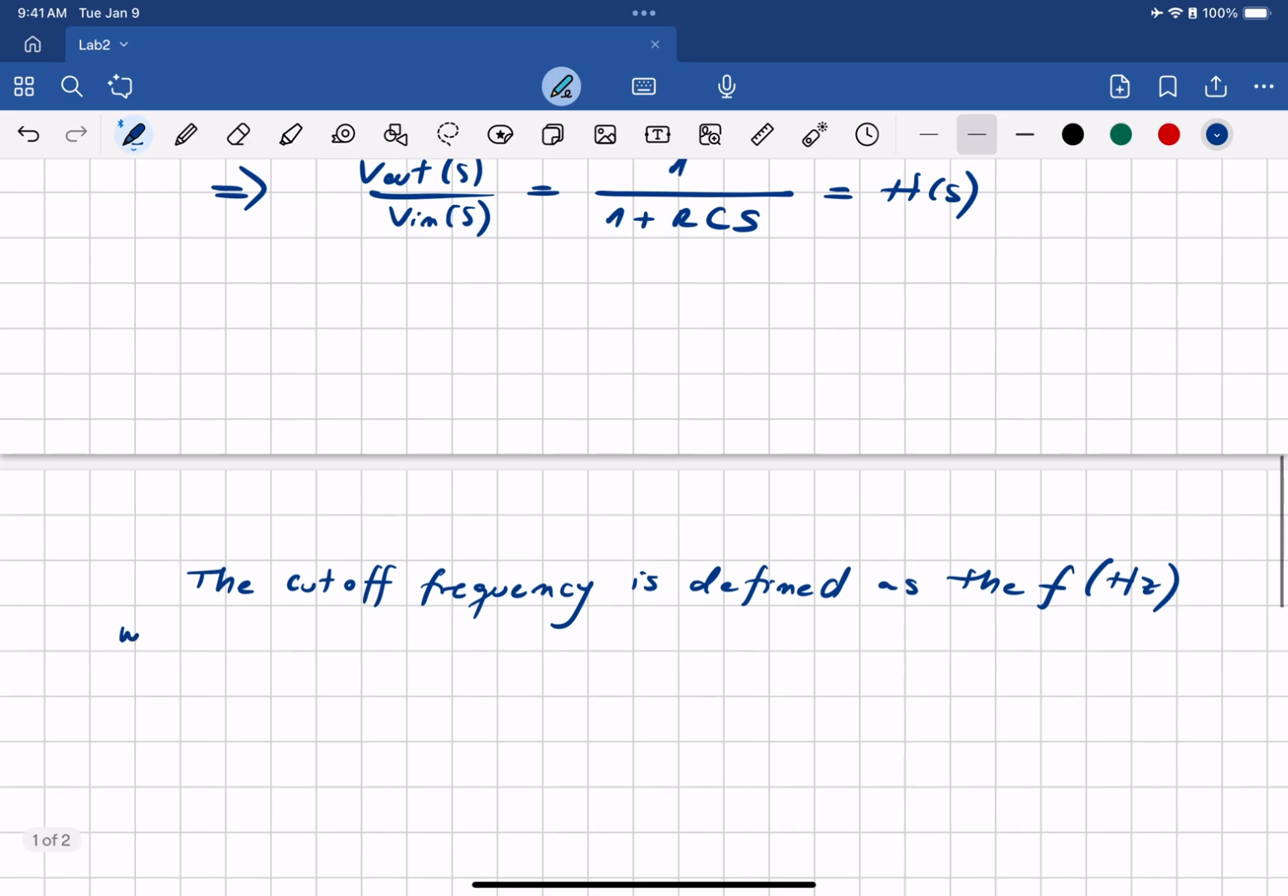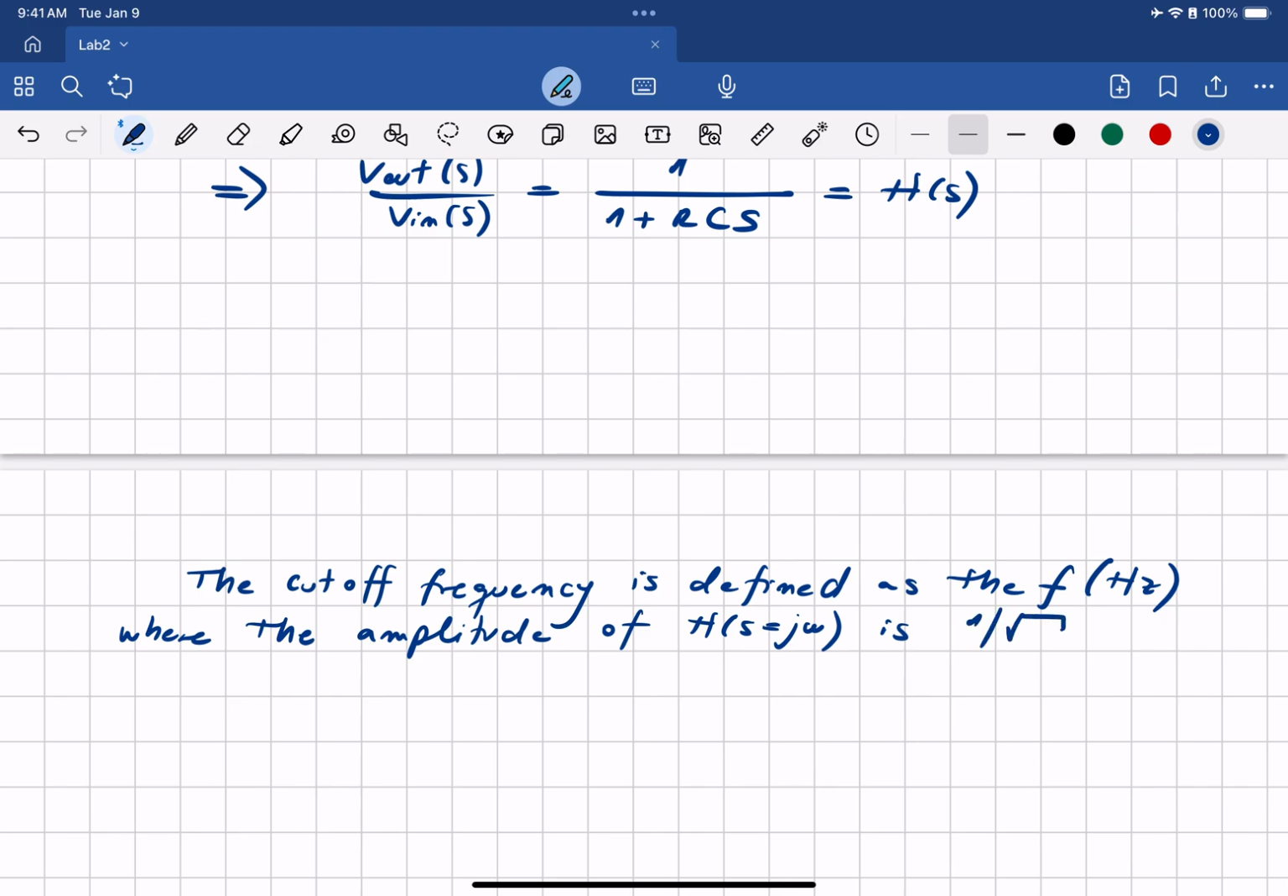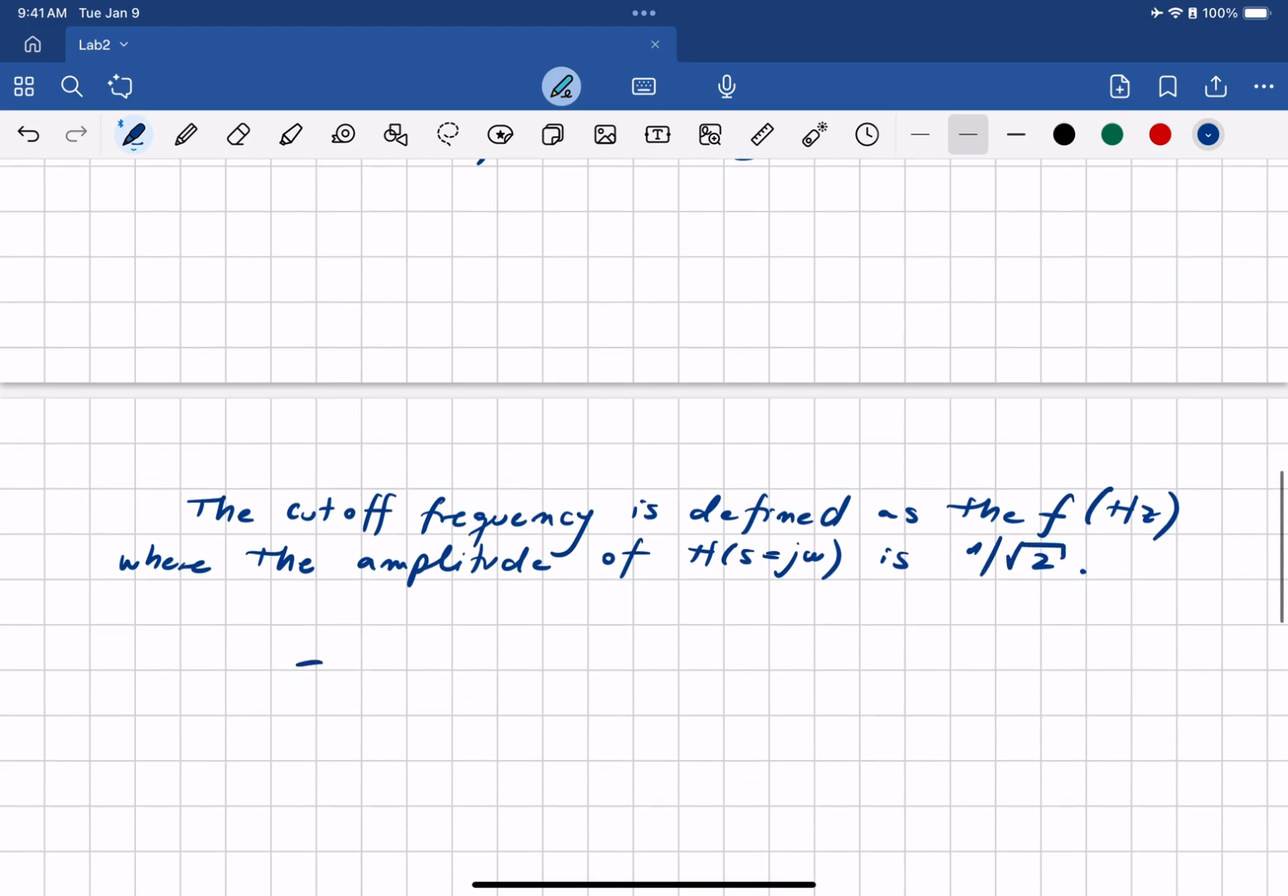The frequency where the amplitude of the transfer function, H of S, with S equals j omega, is 1 over square root of 2. Mathematically, this means that the module of H of j omega, so we're replacing s by j omega, the module of this transfer function equals 1 over square root of 2.